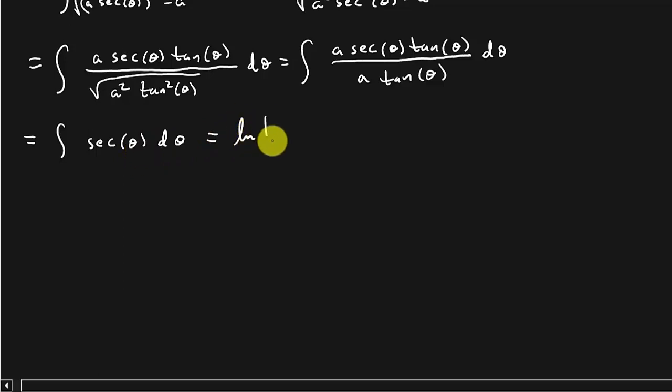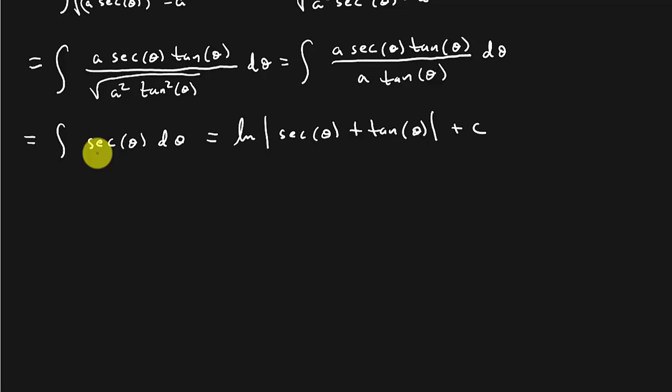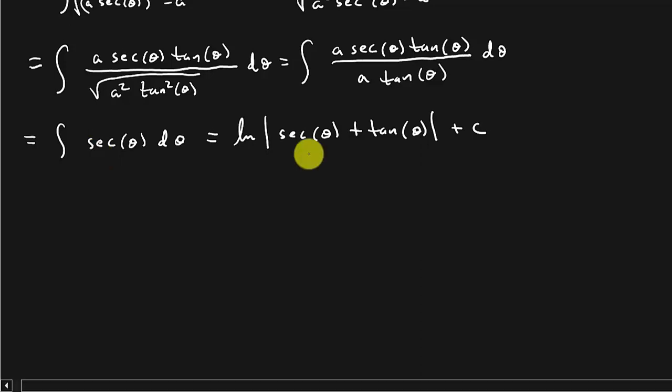What's the antiderivative of secant theta? Well, remember, that's natural log absolute value secant theta plus tangent theta plus c. That's one of your formulas in your trig table that you learned back in chapter 5, chapter 5 in most books, when you first learned how to integrate. So we need to know what secant theta and tangent theta are, we got to get all that in terms of x. So we're going to make a triangle.